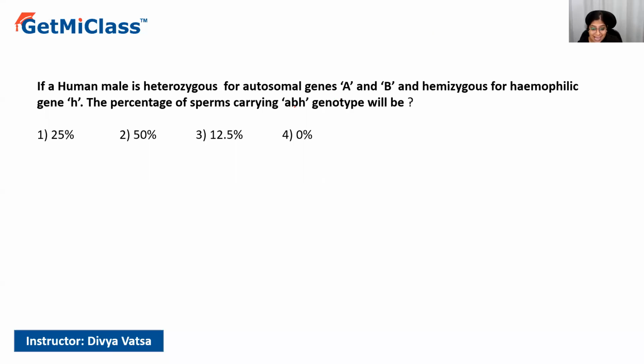In this question, they have asked about a human male who is heterozygous for autosomal genes. So what are the autosomal genes? A, so the heterozygous would be Aa. For B, it is capital B, small b. And hemizygous for the hemophilic gene H. So for hemophilic gene H, it is hemizygous, and they ask what percentage of sperms carry the ABH genotype. So ABH genotype will be seen in which organisms?